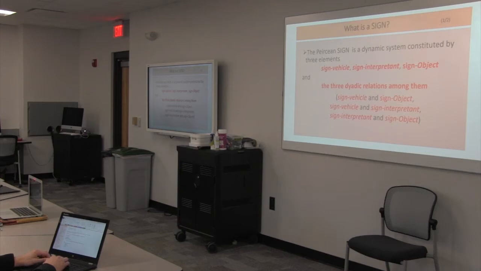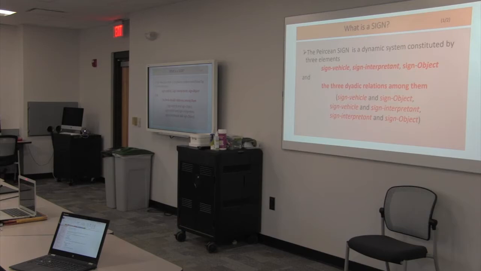What is the sign interpretant? Those are the ideas that the interpreter generates in his or her mind. And so here is, loudly and clearly, Peirce admitting the subjectivity within the objectivity of the sign object that the sign vehicle intends to represent. By having those three elements, immediately there are three dyadic relations: between the sign vehicle and the sign object, the sign vehicle and the sign interpretant, and the sign interpretant and the sign object.